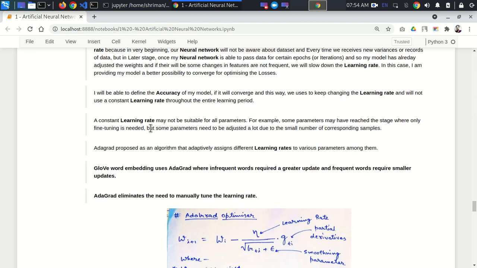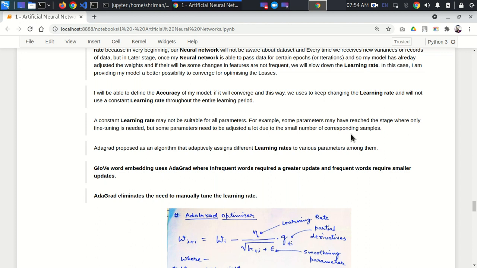A constant learning rate may not be suitable for all parameters. If we give a constant learning rate, there is a huge possibility that it will not be suitable for each and every parameter. For example, some parameters may have reached the stage where only fine tuning is needed, and some parameters need to be adjusted a lot due to the smaller number of corresponding samples. There will be different mixtures of data inside your data, and in that case a constant learning rate will not be fine.